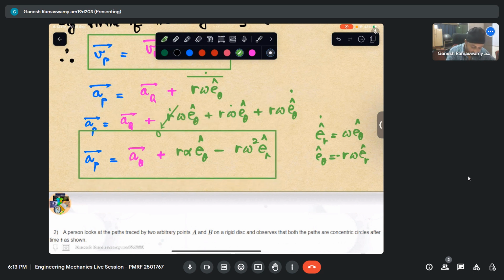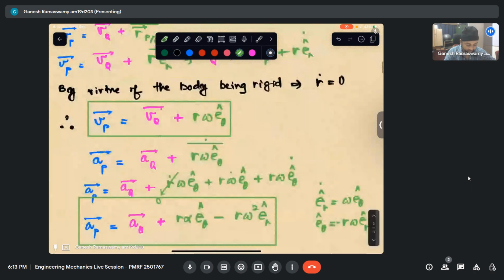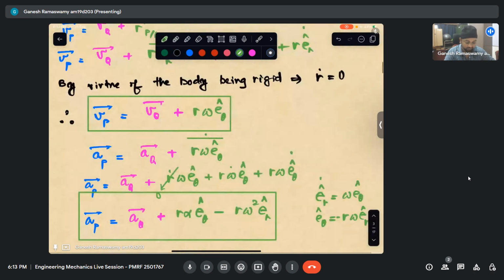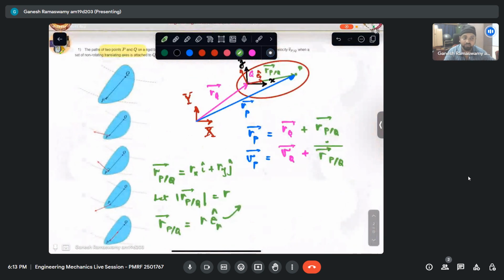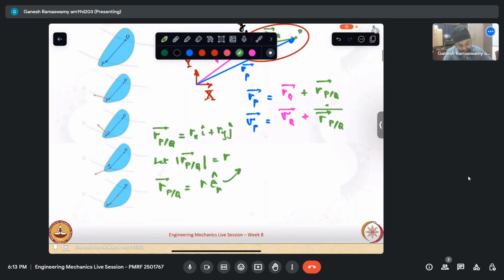So what we understood as circular motion is starting to appear in rigid body mechanics also, because r happens to be constant. So what we try to do by this relative motion analysis is we try to take a point whose velocity we can gauge with respect to the fixed frame. Then we attach a non-rotating translating axis. This is just a matter of convention.